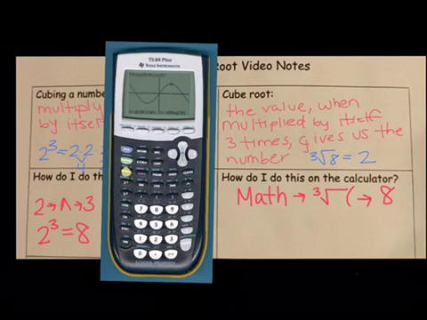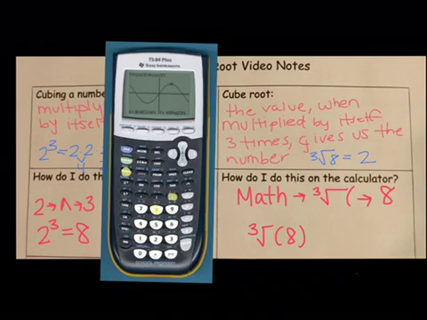Then in this parenthesis, you're going to press number 8 because we want to find the cube root of 8. Then you're going to close the parenthesis. On your screen it should look just like this: cube root, parenthesis, 8, close parenthesis. Then you're going to press enter, and your answer should be 2.